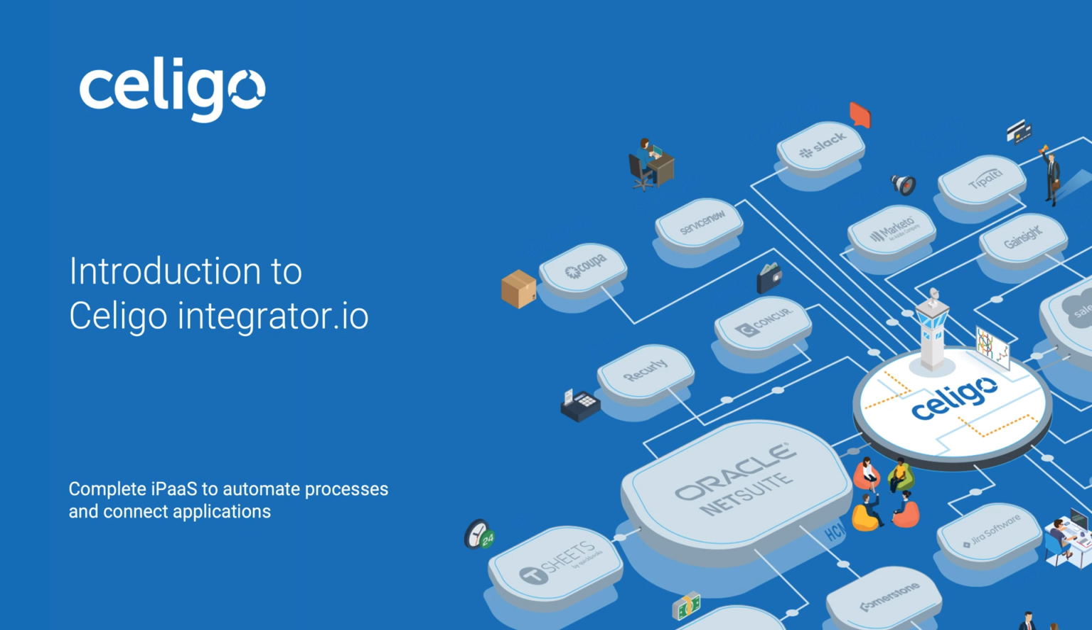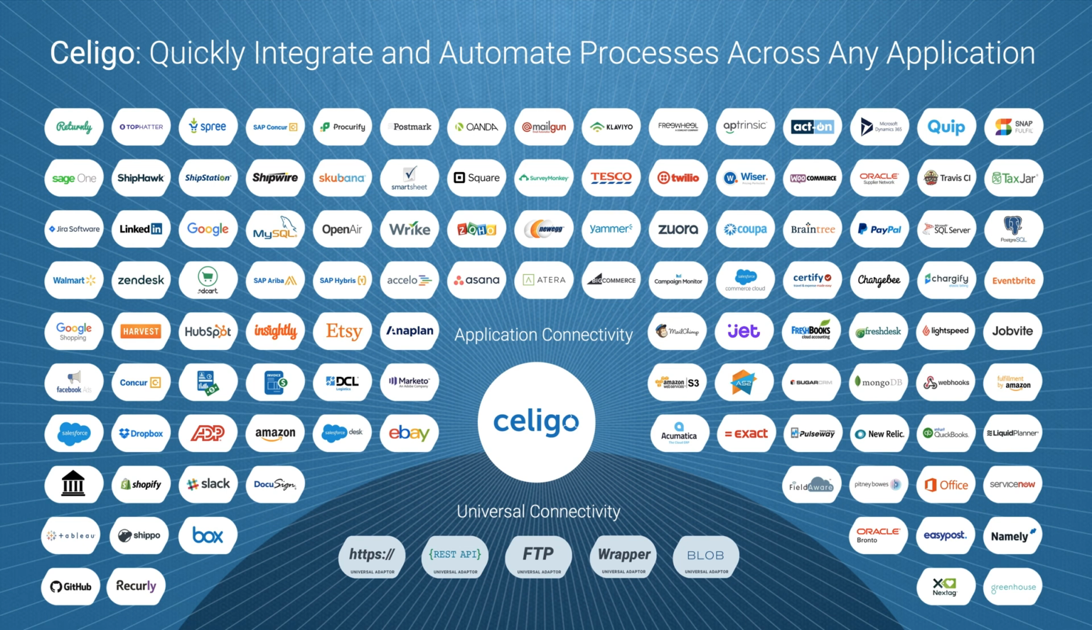Welcome to the demonstration of the Celigo Integrator IO iPaaS, a complete integration platform which automates business processes and synchronizes data between thousands of other applications. You can leverage hundreds of pre-built application connectors, templates, and integration apps, as well as universal connectors for REST APIs, FTP, webhooks, and more, to accelerate the time to connect applications to NetSuite and beyond.